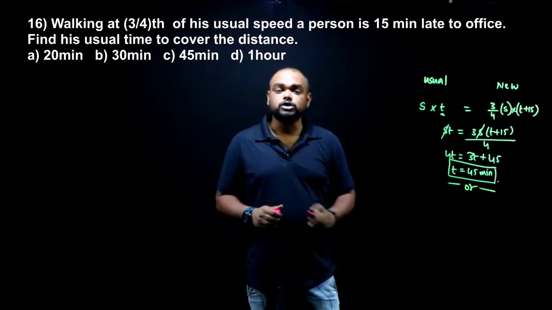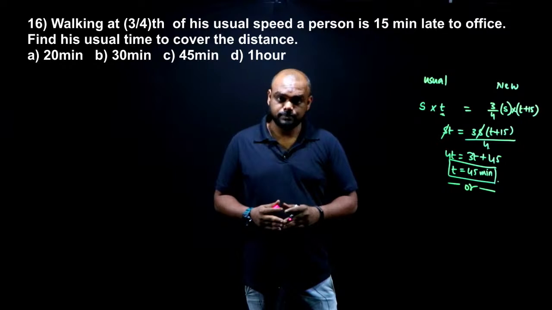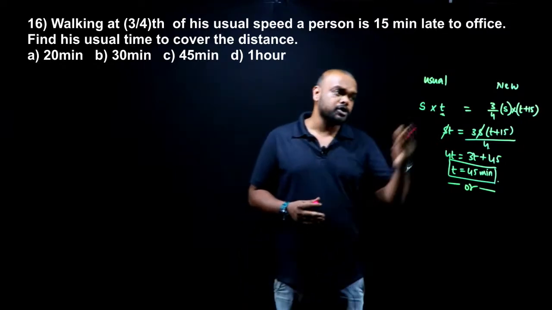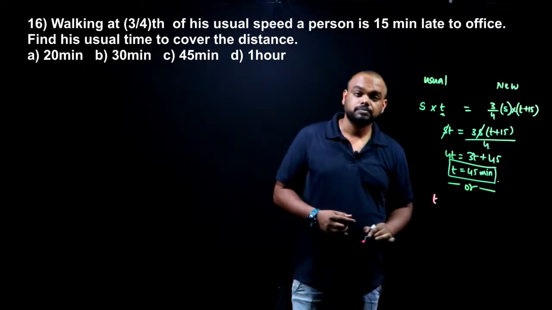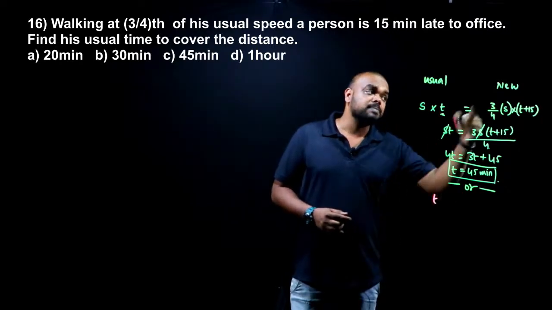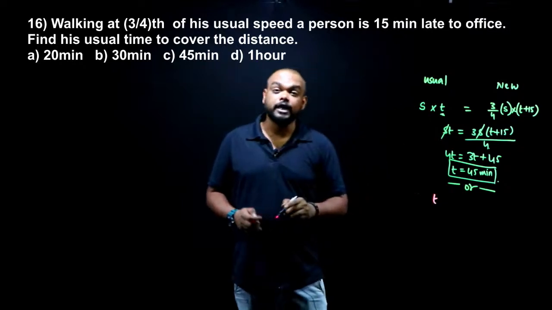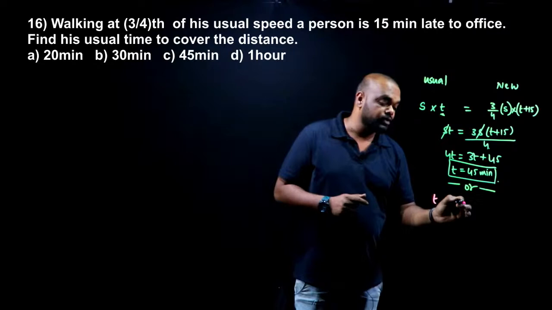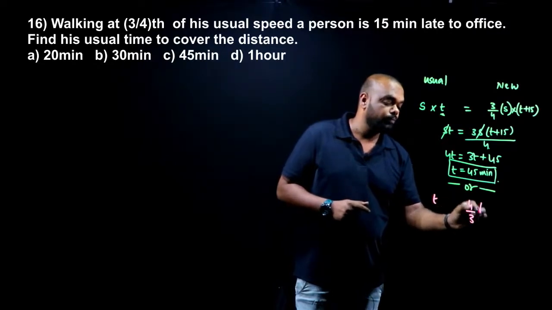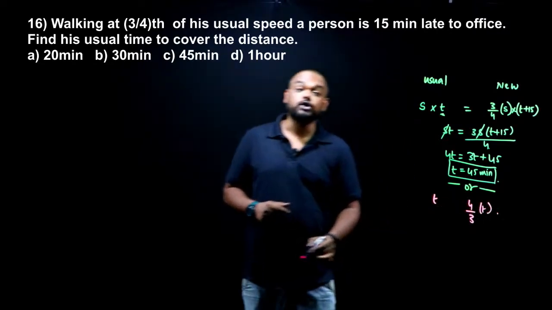Speed becomes 3/4 means the time becomes 4/3. Let us assume his usual time is t. Now, speed becomes 3/4 of the usual speed. Recall, speed is inversely proportional to time taken. If speed becomes 3/4, the new time should become 4/3 of usual time.